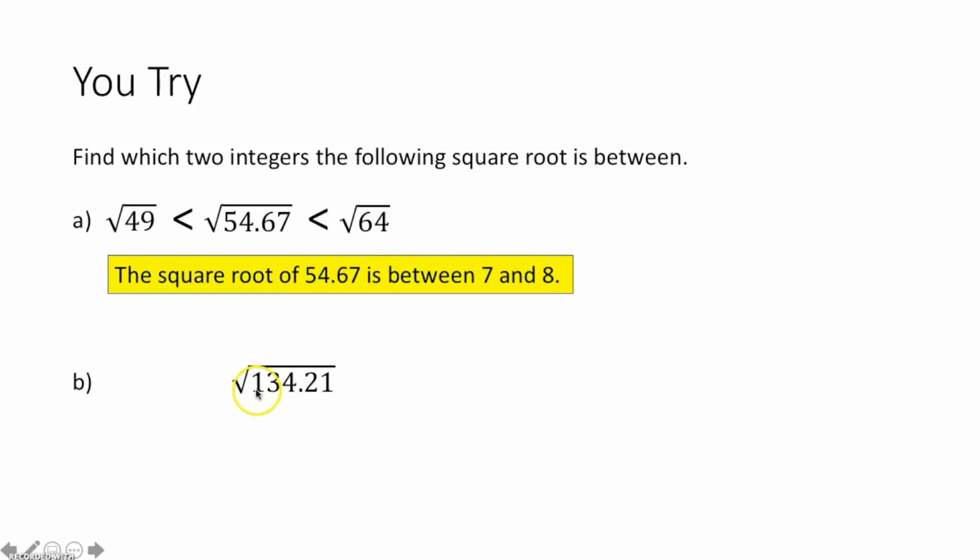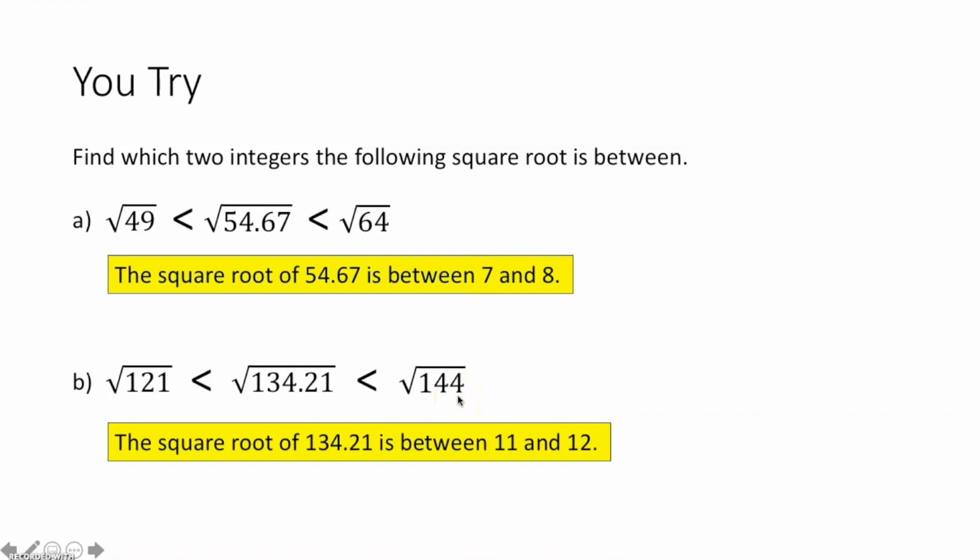Here, the square root of 134.21. So perfect squares that are close to that. Well, I know 144 is a perfect square. So we can say the square root of 144 has to be bigger than this. And then what's the perfect square that's less than 144? That's 121. So the square root of 134.21 has to be between the square root of 121 and the square root of 144. Square root of 121 we know is 11, and the square root of 144 we know is 12. So the square root of 134.21 has to be between 11 and 12.